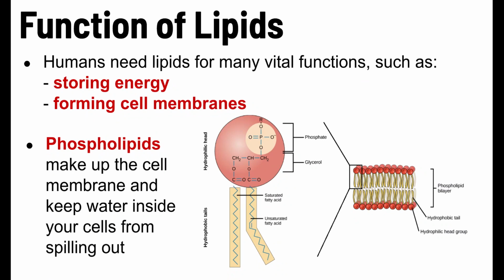Phospholipids actually make up the cell membrane, and a phospholipid looks something like this. There's a ball on top with these two tails, and the tails are hydrophobic, meaning they repel water. So phospholipids make up the cell membrane, and it's those hydrophobic tails that keep water inside your cells from spilling out. So that's an example of a really useful way that lipids are useful in your body.